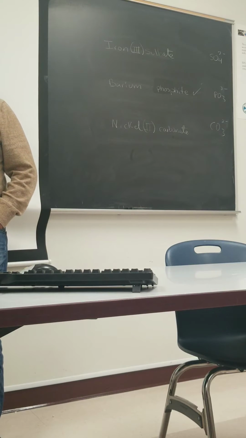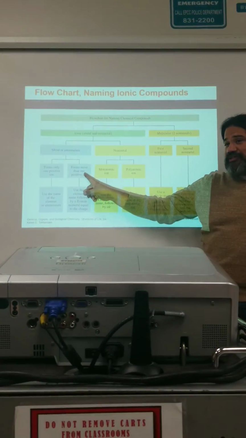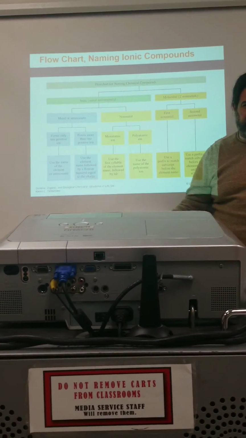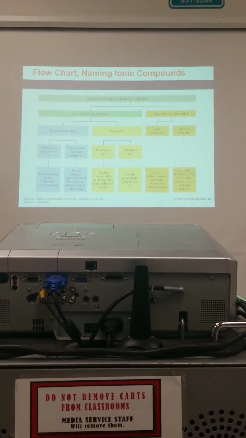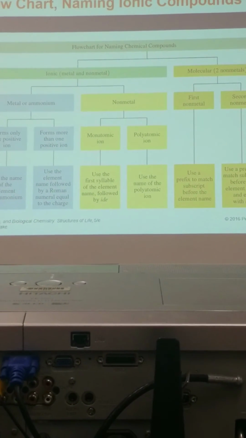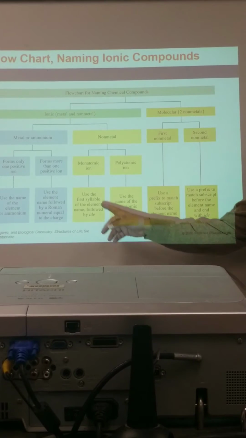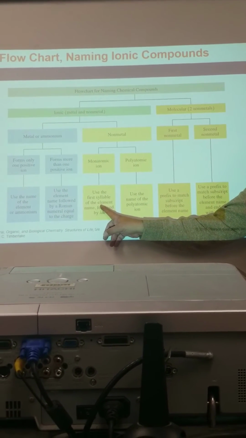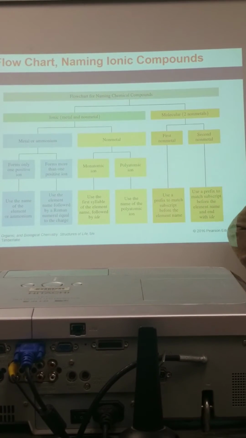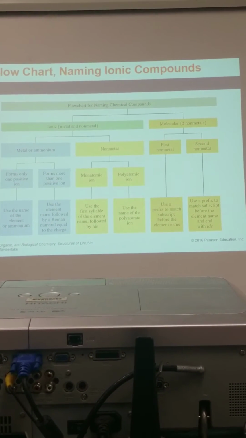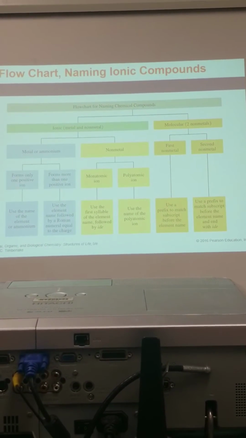The others can form more than one positive ion, and these are the ones that need a Roman numeral: the ones that are not in groups 1, 2, and 3, zinc, cadmium, and silver. So that's the positive side. On the negative side, it can be monatomic, which means it's a non-metal. The ending of that non-metal is changed to IDE. Fluorine becomes fluoride, oxygen becomes oxide, sulfur becomes sulfide, and so on.